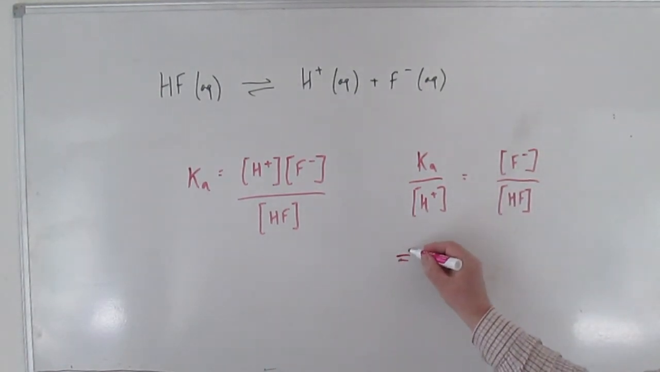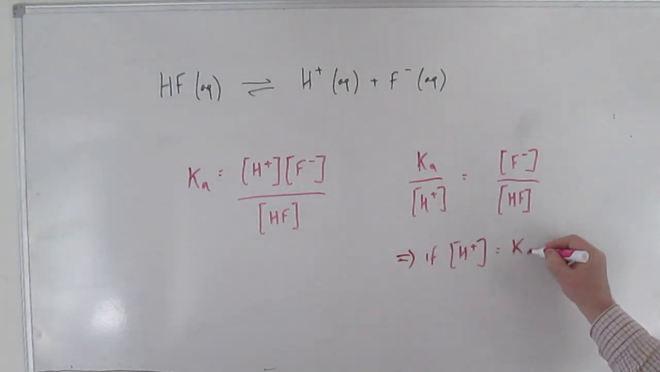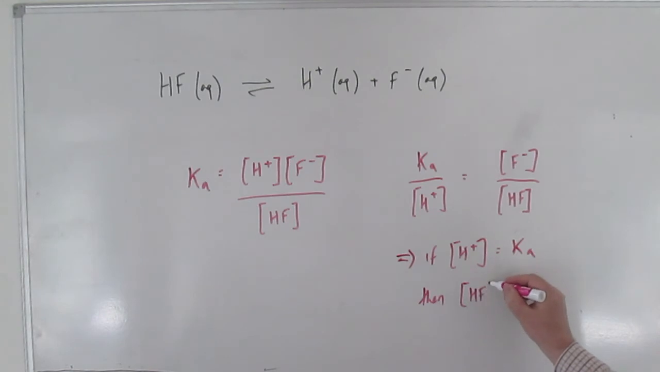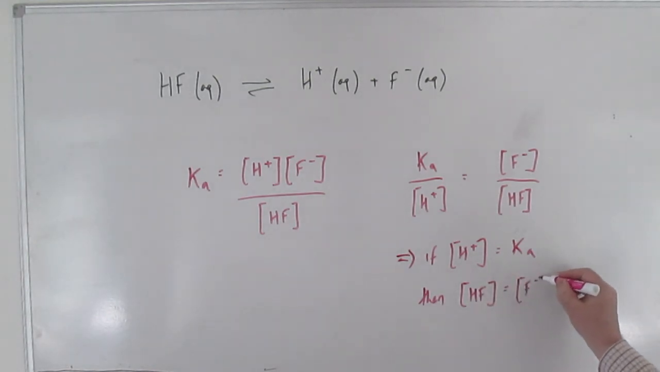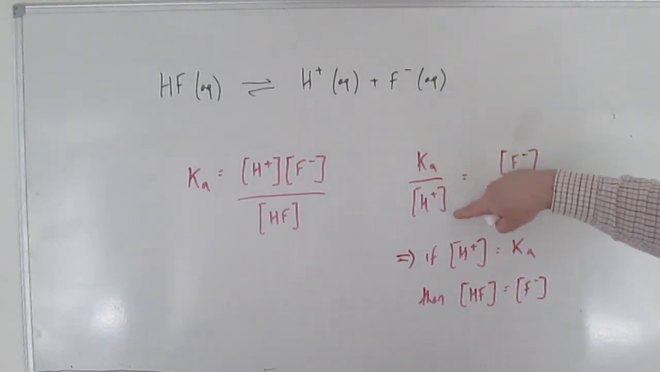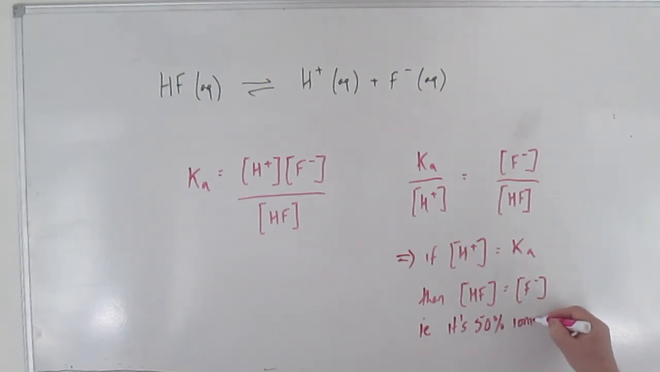So you can see that if the H+ concentration is equal to Ka, then the HF concentration must equal the F- concentration. Right, because if H+ equals Ka, then this term on the right equals 1, because you're dividing one number by a number that's the same, and therefore the expression on the right must be the same. In other words, these two concentrations must be the same. In other words, it's 50% ionized when the H+ concentration is equal to Ka.